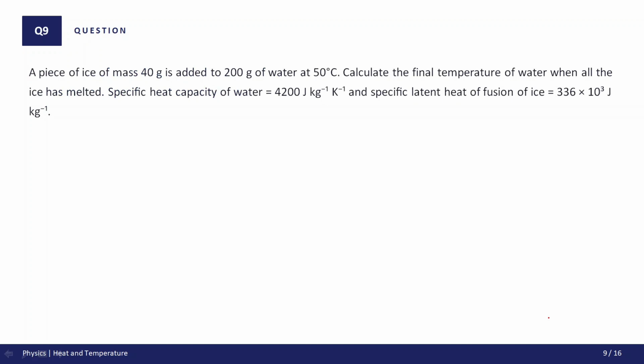A piece of ice of mass 40 gram is added to 200 gram of water at 50 degrees Celsius. Calculate the final temperature of water when all the ice has melted. A specific heat capacity of water is 4200 joule by kg Kelvin, and a specific latent heat of fusion of ice 336 into 10 power 3 joule by kg.